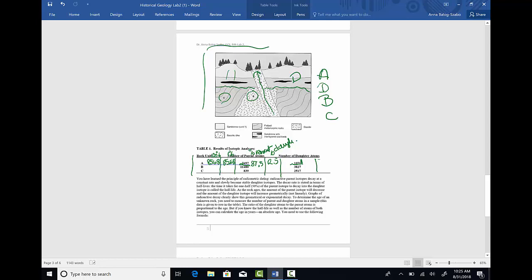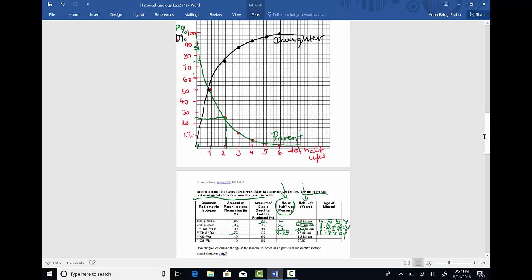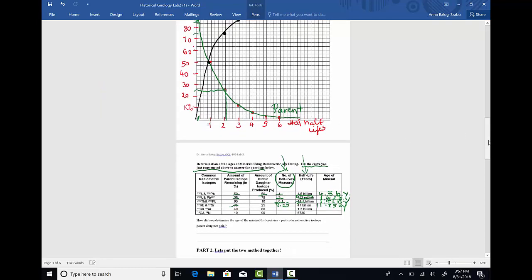Now, what we do after this, we go back to our curve, and we're going to see what is the number of half-lives when the parents are 87.5. So let's see at 87.5, that's right here, go on the green, go down, it's 0.2 half-life. So we have to come back down, 0.2.